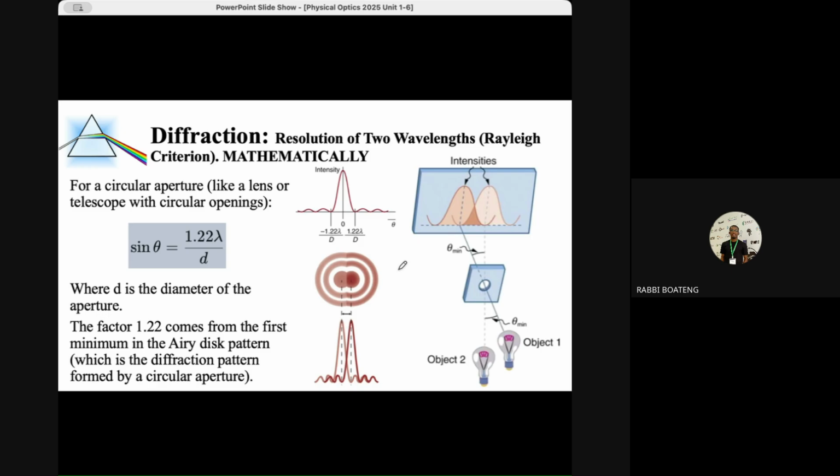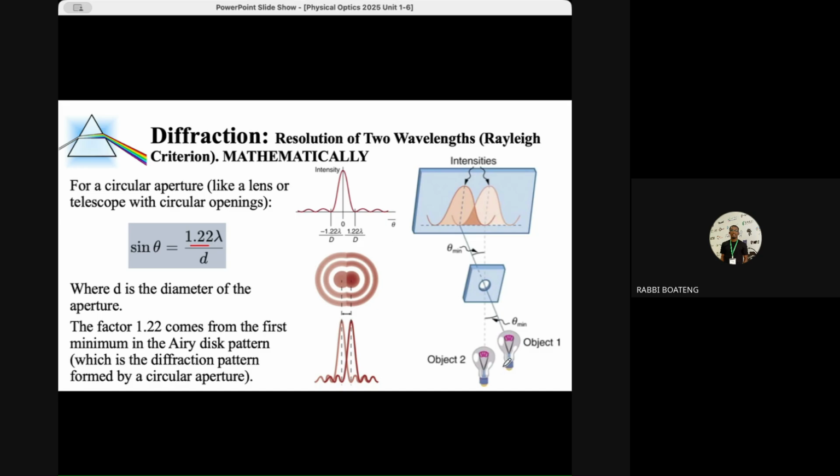Now, mathematically, we can also define this. And we are familiar with this formula a little. Without the 1.22, we are familiar with sine theta equals the wavelength divided by d. Is that okay? We bring in the 1.22 here because we have something we call the Airy disk, which I'll be explaining later. So let's just hold on to that.